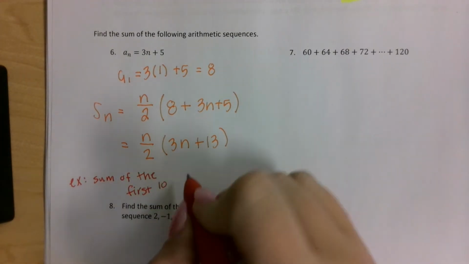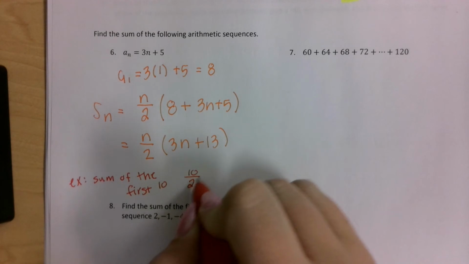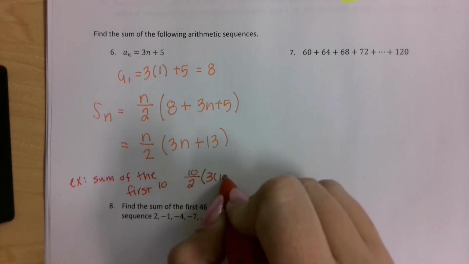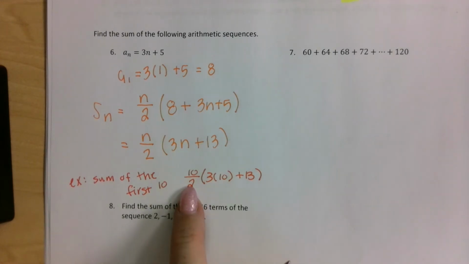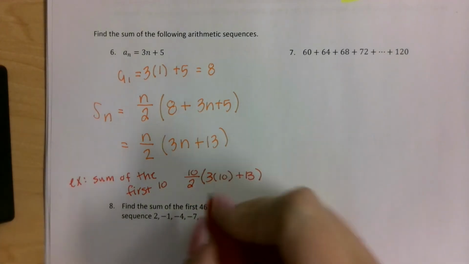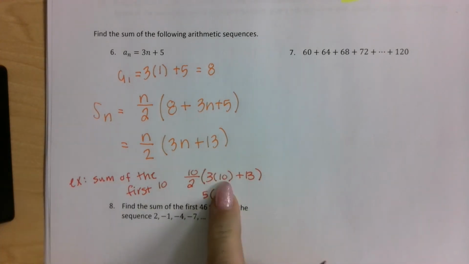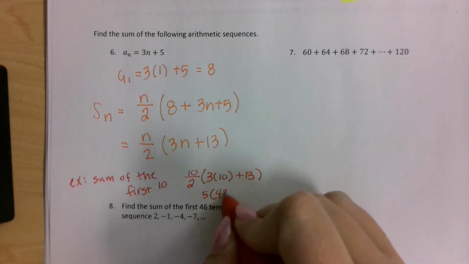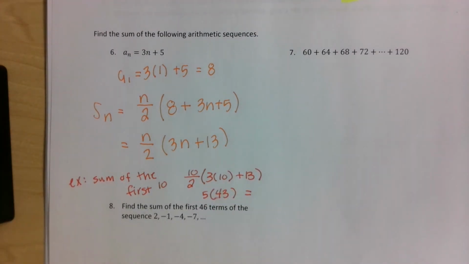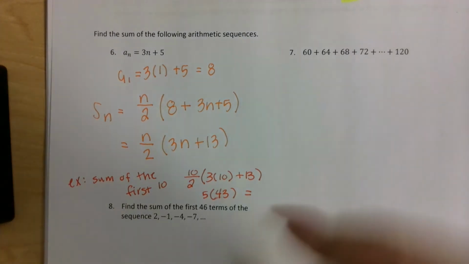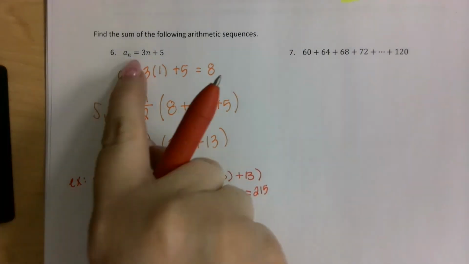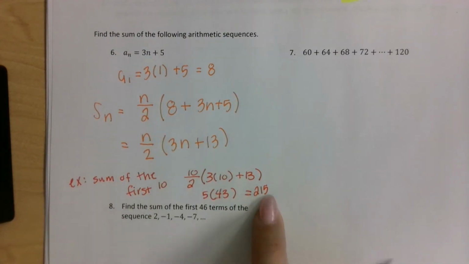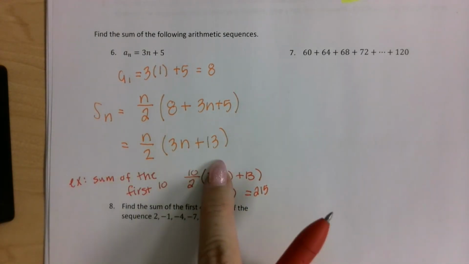So that means n is 10. So I could say, well, 10 divided by 2 times 3 times 10 plus 13. Figure that out. So that's 5 times 30 plus 13 would be 43. 5 times 43 equals 215. So if I added up the first 10 terms of this sequence, I would get 215. That's what this is telling us.